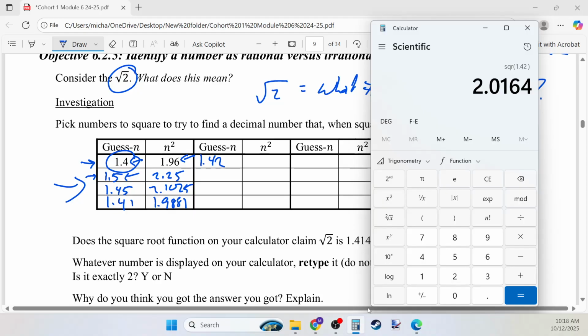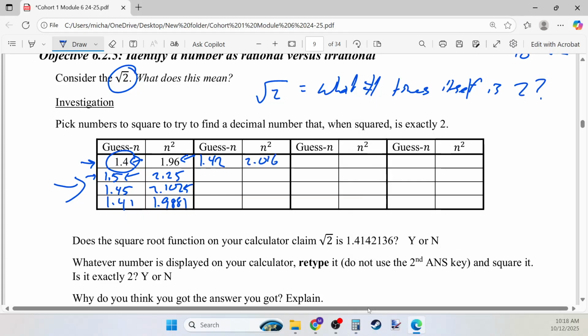That's too big. 2.0164. And all I'm doing is, when I get a number that's too high, I pick something a little bit smaller. When I get something that's too low, I pick something that's a little bit bigger. And I do that until I fill out this table. So I'll let you fill out the rest of the table, but that's all I'm doing, going a little bit bigger, a little bit smaller, until I get as close as I can.